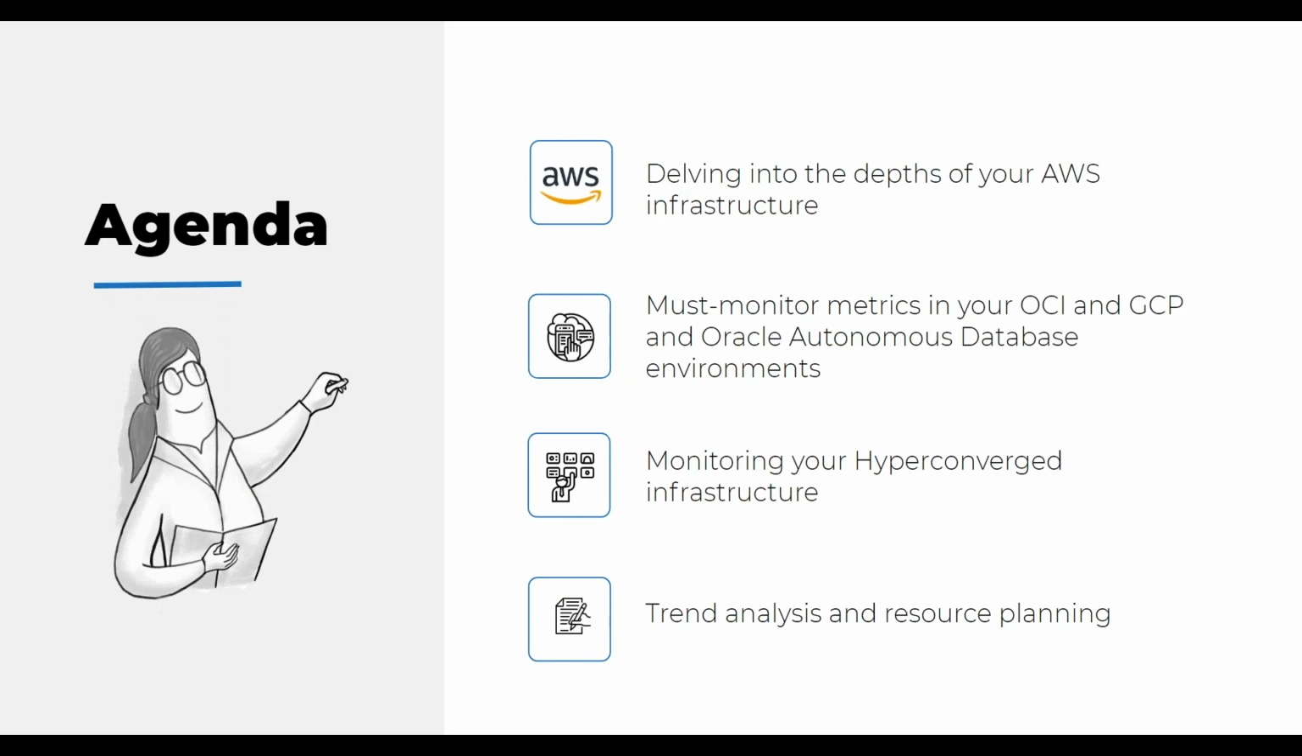Up next, we will be seeing the must-monitor metrics in your Oracle Cloud Infrastructure and Google Cloud Platform, and also Oracle Autonomous Database environments. The third topic for today is monitoring your hyperconverged infrastructure. There are specific monitor types in Applications Manager that help you monitor your hyperconverged infrastructure, which we will be seeing over the course of this webinar. And lastly, we will be seeing trend analysis and resource planning, which will help IT admins optimize their compute resources.